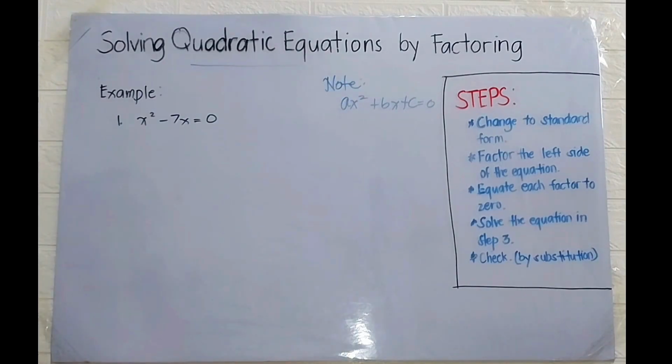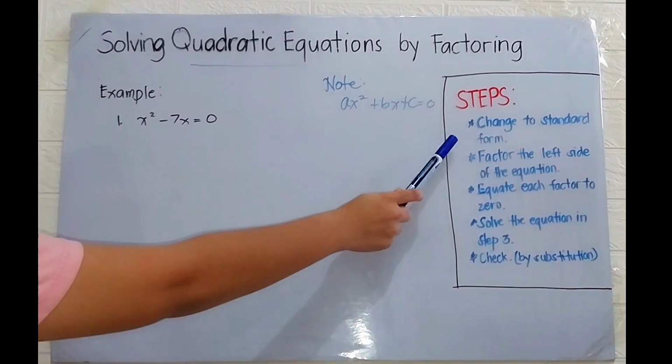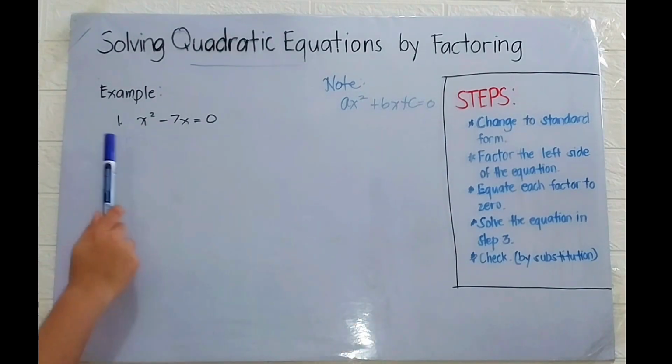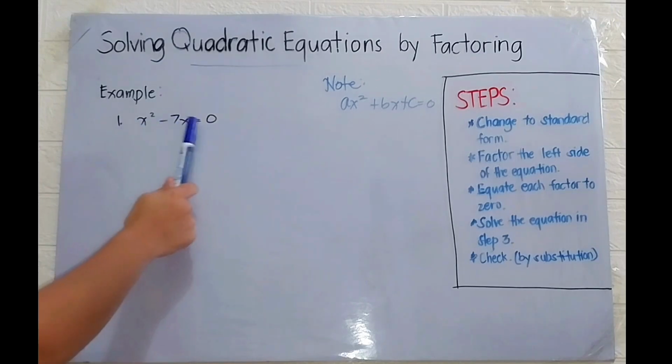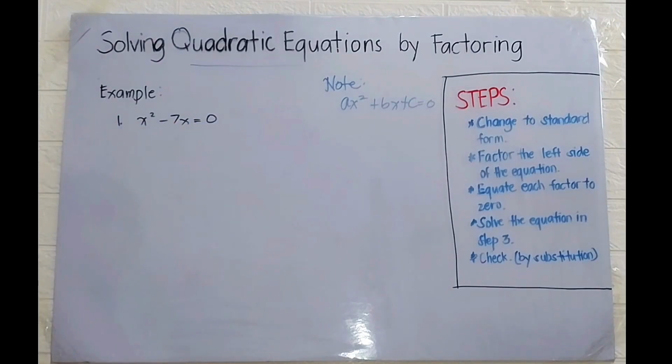Okay? So let's have this one. Sabi, change to standard form. Our equation is already in standard form. So let's go to step 2, which is factor the left side of the equation. So this is our left side of the equation, the left side of our equal sign. So how are you going to factor this one?